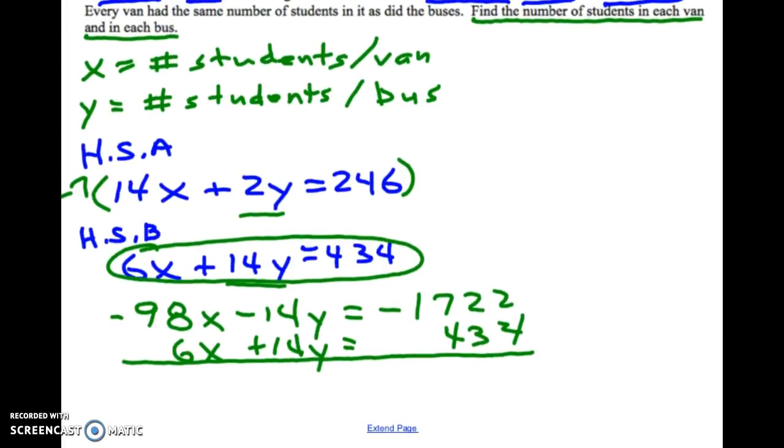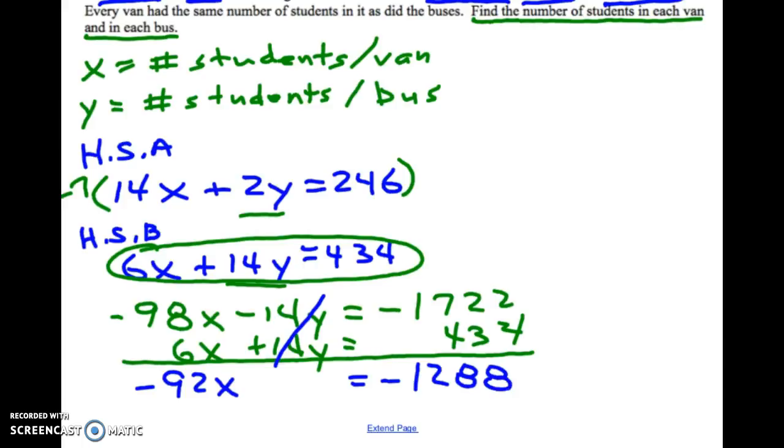Sliding down just a smidge here. If we do the math at this point, the -14y and the +14y cancel out as we wanted. The -98x and the +6x, when we add those together, we get -92x. Once again, probably need the calculator here. -1,722 plus the 434 should leave us -1,288.